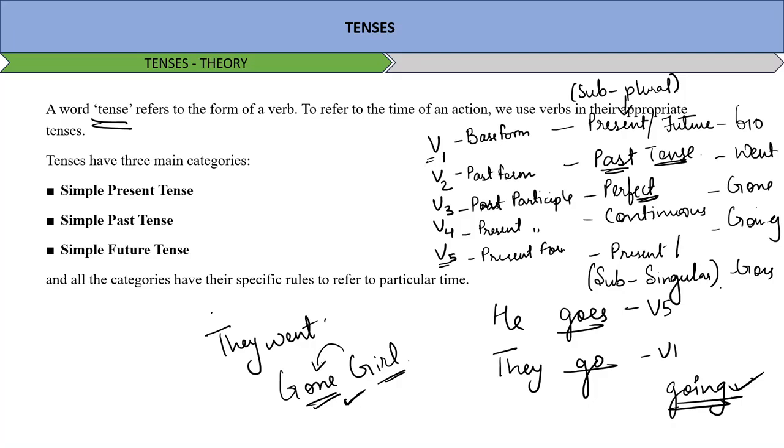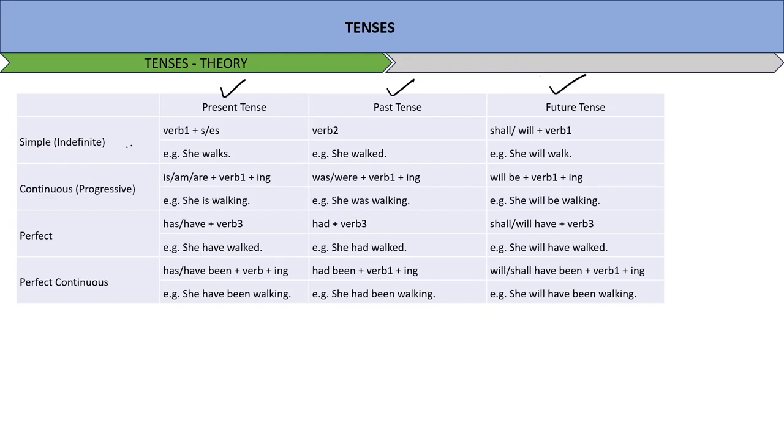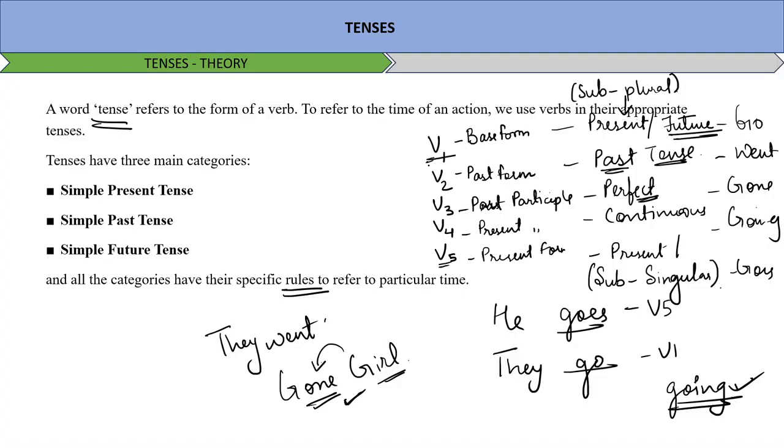So remembering the table of tense is very important, which will tell you the specific rules related to it based on the time. Okay, let's understand that. So if I talk about present tense, past tense, future tense. Present tense, when simple indefinite, is the verb's first form, with s or es based on the subject. She walks. Past tense, simple indefinite, is V2: she walked. Future tense is shall or will plus verb 1: she will walk. You see V1 I wrote here, right?